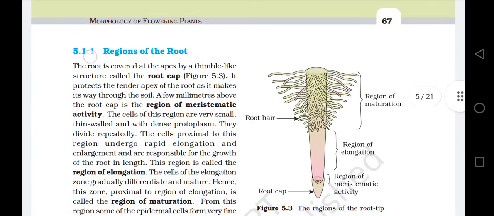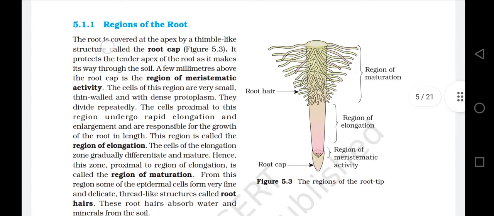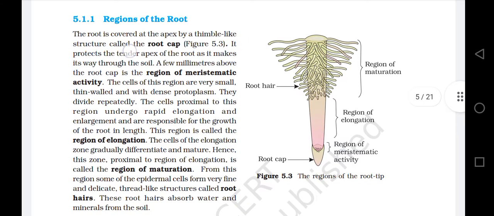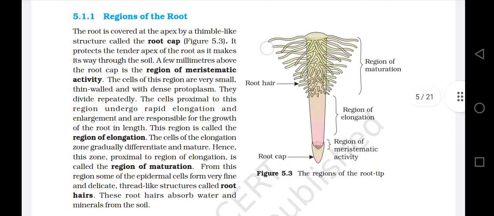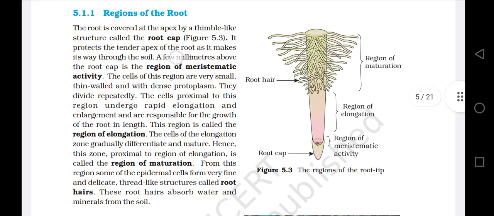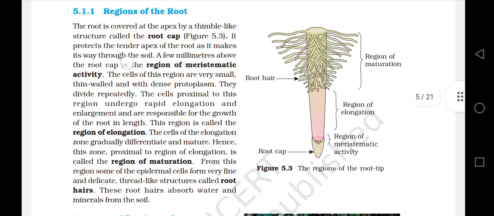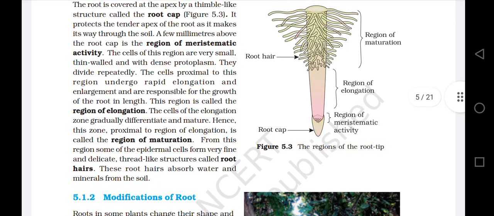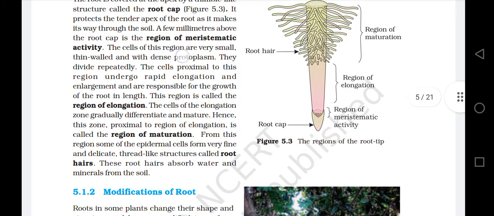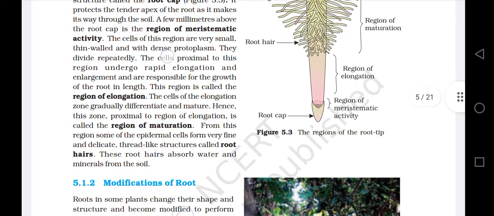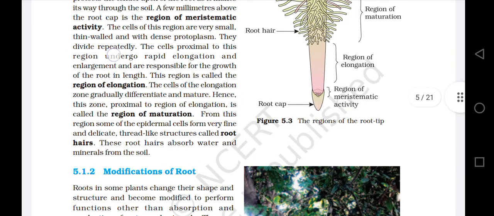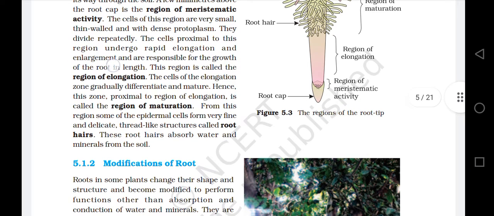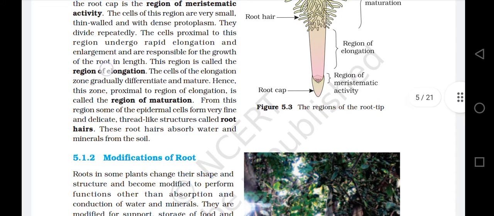5.1.1 Regions of the root. The root is covered at the apex by a thimble-like structure called the root cap. Figure 5.3. It protects the tender apex of the root as it makes its way through the soil. A few millimeters above the root cap is the region of meristematic activity. The cells of this region are very small, thin-walled, and with dense protoplasm. They divide repeatedly. The cells proximal to this region undergo rapid elongation and enlargement and are responsible for the growth of the root in length.